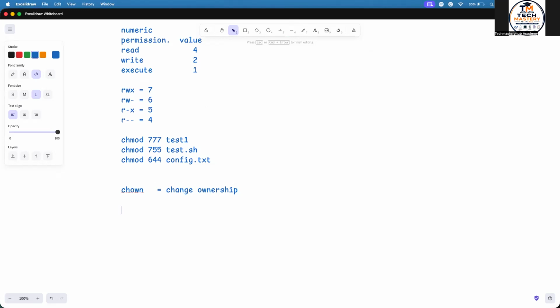Okay, suppose I want to change the ownership of the test1 file. So what is the command? It is chown. Then I will give the owner name, suppose Raj, and then test1, for changing the owner.